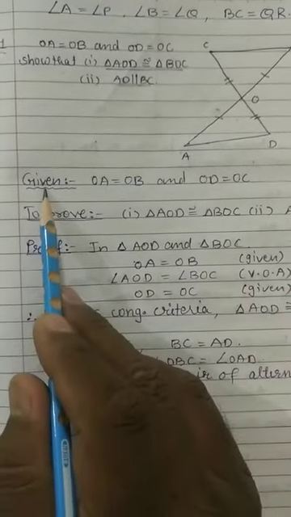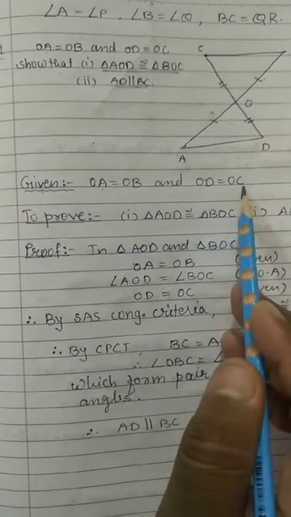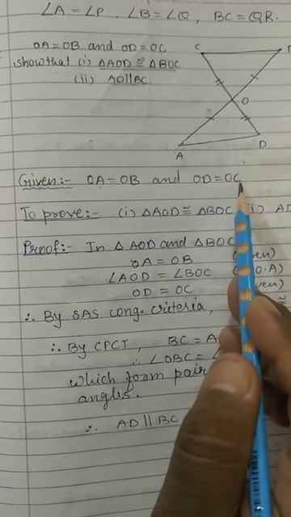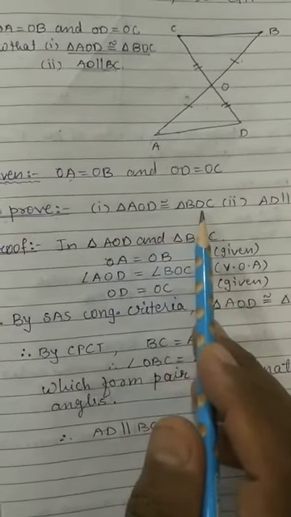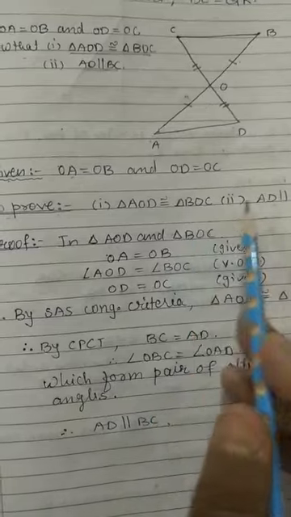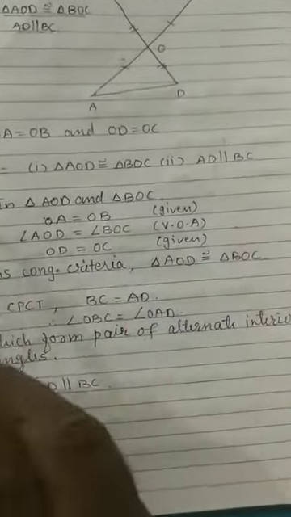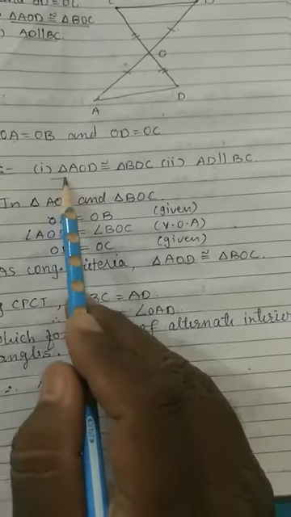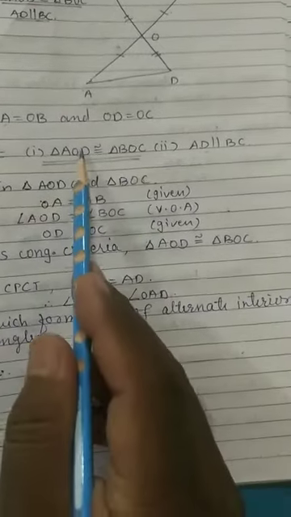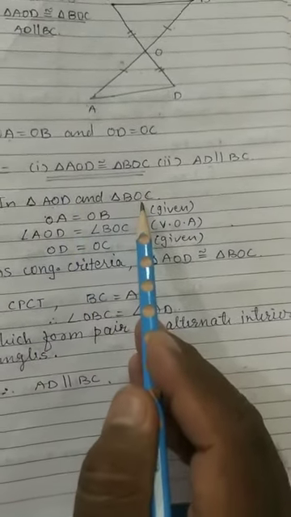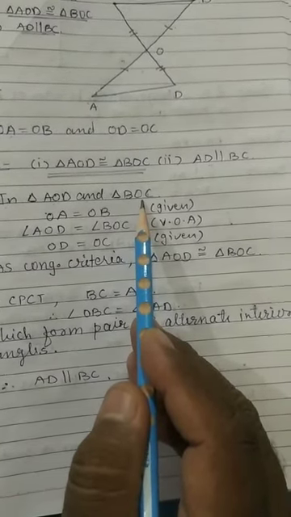So first we have to write given. So what is given in this figure? OA is equal to OB and OD is equal to OC. Right? To prove: triangle AOD is congruent to triangle BOC, and second, AD is parallel to BC. Okay. Now see, which two triangles we have to show that they are congruent? So these two. So in triangle AOD and triangle BOC, you have three congruence criteria. Now which is going to satisfy here?